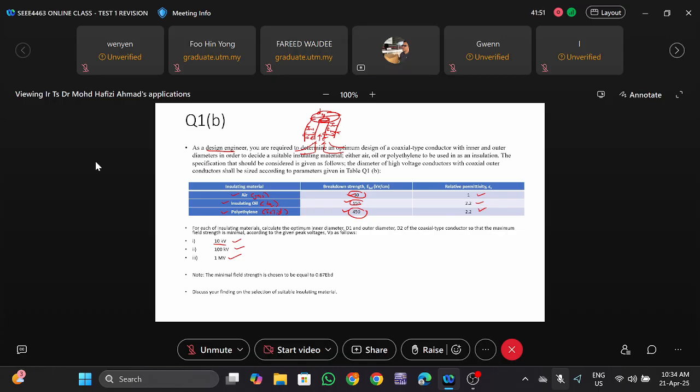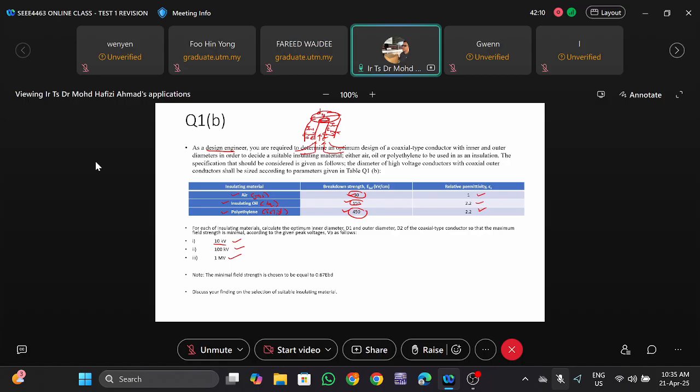All right. So this is the value that you need to calculate: the optimum inner diameter D1 and also outer diameter D2, so that the maximum field strength is minimal, according to the given peak voltage. So let's say you apply 10 kV.